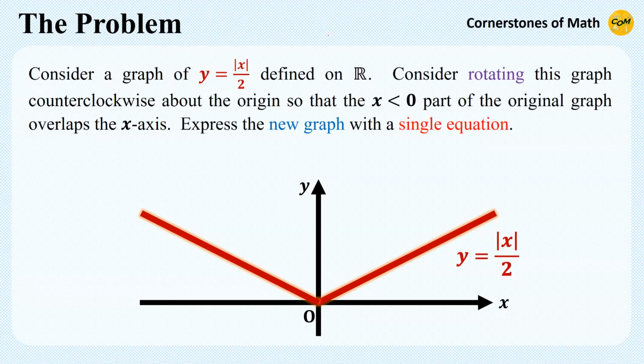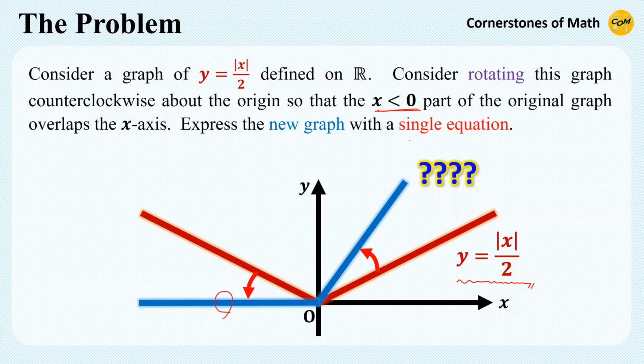Today we are going to solve the following problem. Consider a graph of y equals absolute value of x over 2 defined on real numbers. Consider rotating this graph counterclockwise about the origin so that the negative x part of the original graph overlaps the x-axis. Express the new graph with a single equation.